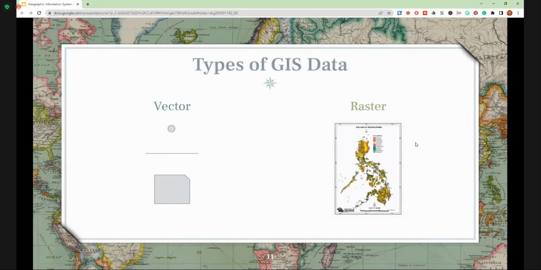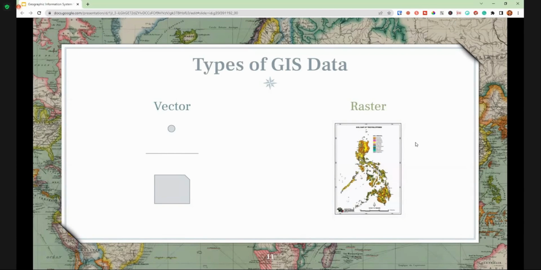For vector data, you have vector files wherein they represent physical areas or physical properties of the map that you're trying to represent.